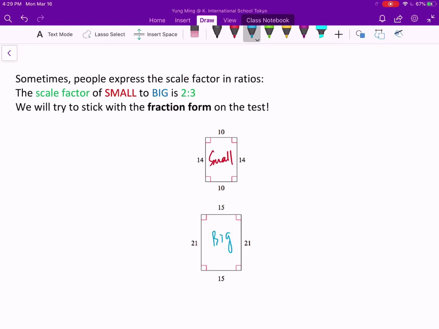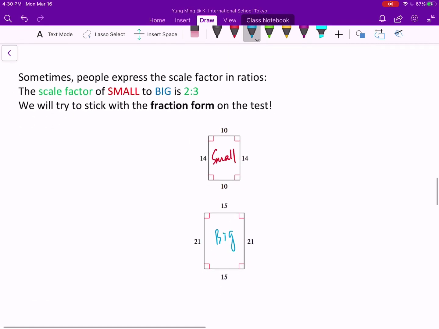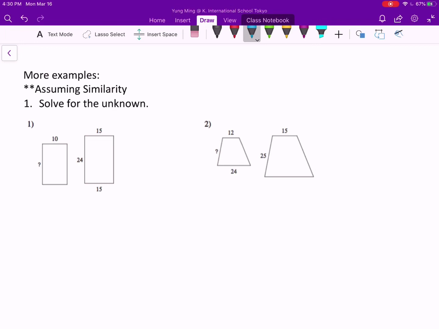For us, the scale factor means if I want to go from small to big, how much do I need to multiply? Okay, but that's just something that you need to know. We will try to stick with the fraction form, which is what we saw above. But just so you know, sometimes you could see people using this. Alright, two easy examples for today. For the first one, pause the video if you'd like to give it a try.